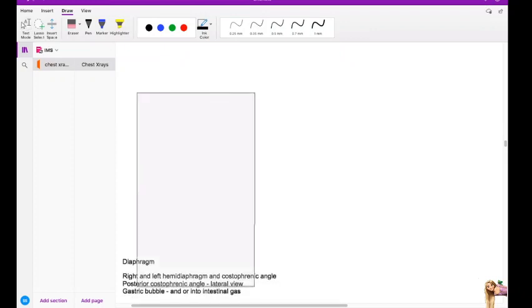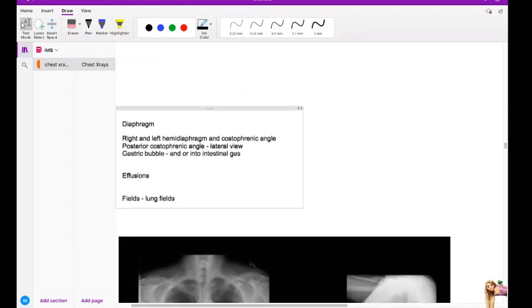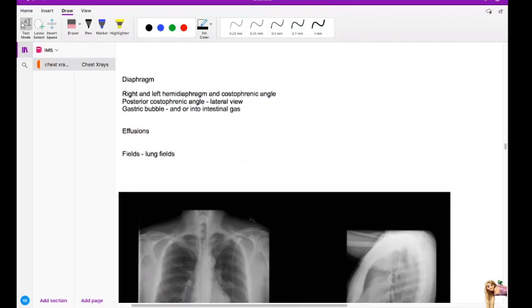Why is there such a big gap? Okay, I mean, like chest X-rays with focus on the heart.